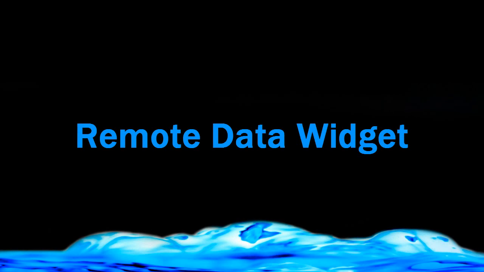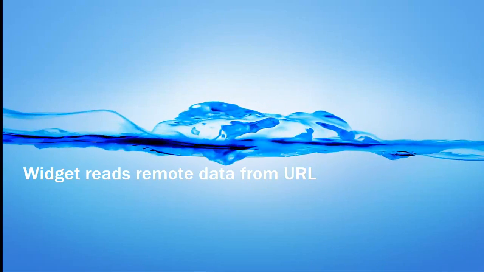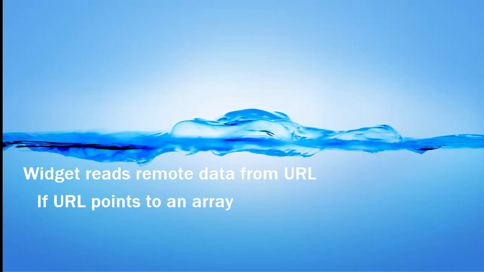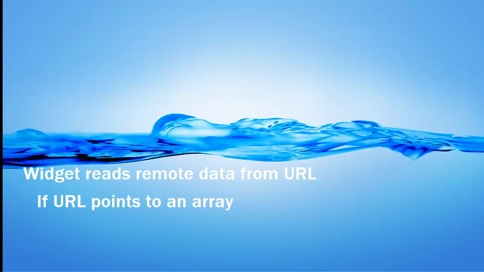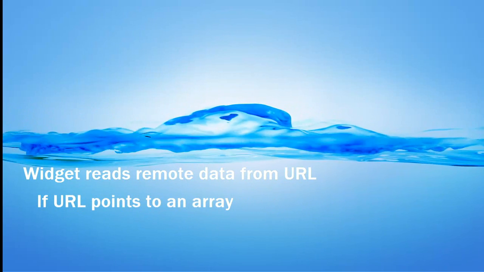The remote data widget. The remote data widget is a widget used to generate a data grid for viewing data based on a remote URL. The data is read from the remote URL using JSON response type, and if it points to an array, the data is presented to the user in the form of a data grid.